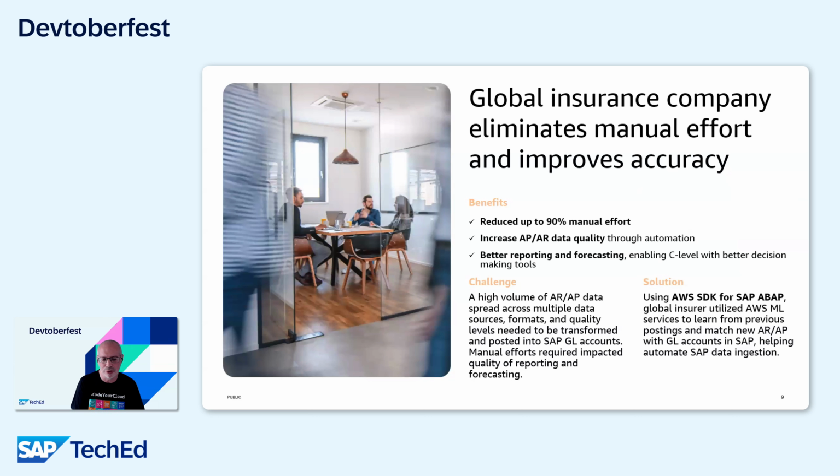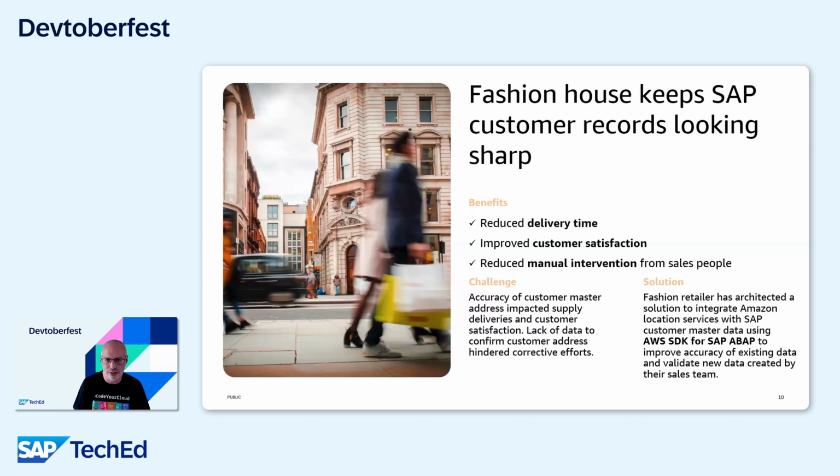Another example is a fashion house who used the SDK to improve the quality of their customer master data. So previously, when orders were taken, addresses were being typed in manually, there were errors in the addresses, incorrect addresses, and this was impacting customer satisfaction and delivery. They're able to very quickly, using the SDK, integrate our location service for address validation and enrichment. And what that meant was then they had the address data, which was much higher quality when it was entered into the order system. And then when those orders were sent out, they would be delivered on time. So the benefits they saw was a reduced delivery time, improved customer satisfaction, and reduced manual effort from salespeople having to go back in and fix that sales data and the address data.